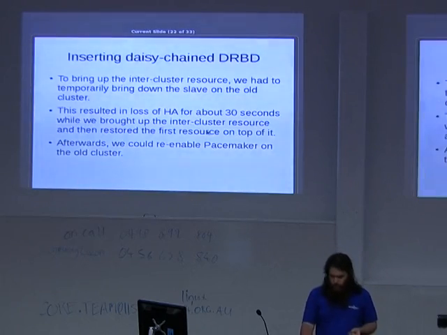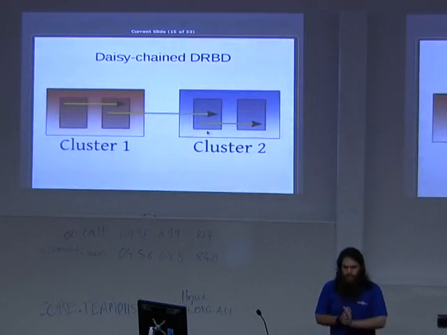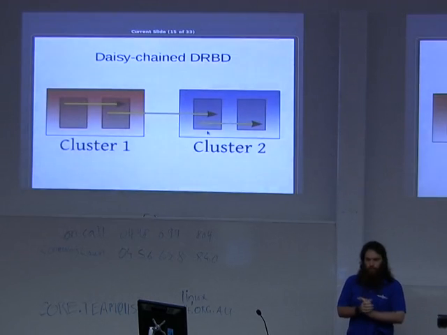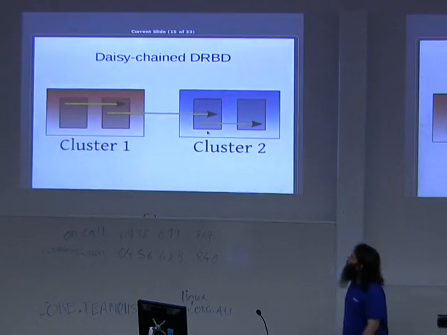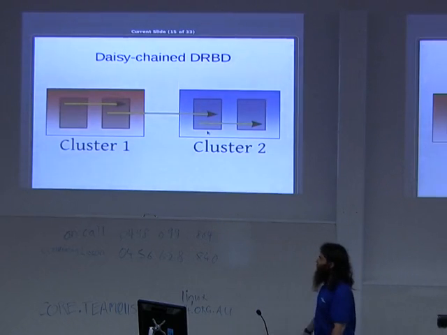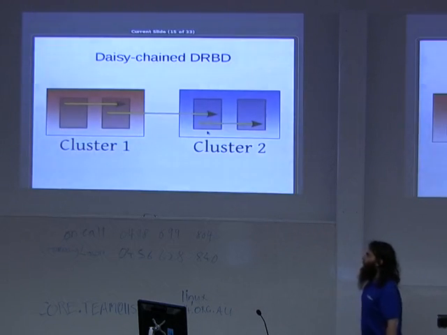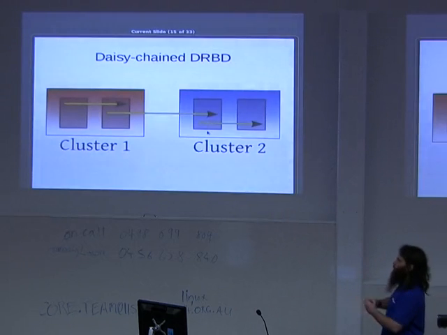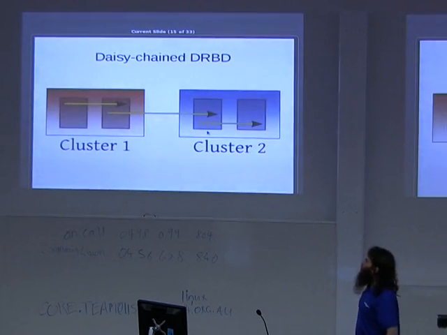And then we could re-enable Pacemaker on the old cluster, and it might seem non-obvious why, but Pacemaker doesn't really care about what backing store DRBD is using. Pacemaker is just told you have some DRBD resource, please manage it. So once we had that middle link in place, we could tell Pacemaker, start managing things on cluster one again. Pacemaker doesn't even know that the middle link exists. All it sees is some DRBD resource backing onto some block device. And so there's no problem with letting Pacemaker do its thing there because you're no longer making changes to the cluster.